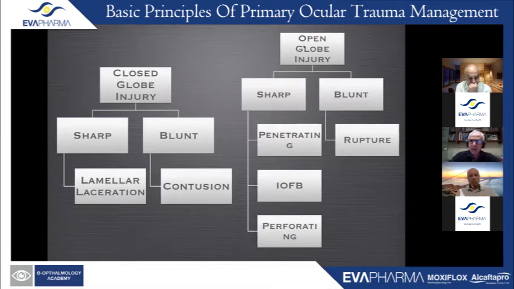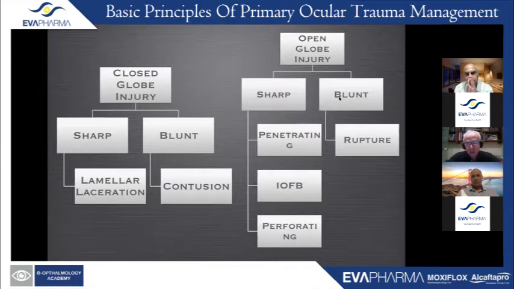In open eye globe injuries, we have sharp or blunt. If you have a sharp object which has penetrated, which has caused an open eye, we call that penetrating. If there's an intraocular foreign body, we will call that open eye injury with a retained intraocular foreign body. If you have two wounds, entry and exit, we have that perforating. Whereas if you have a blunt object with an open eye injury, this is a ruptured globe.